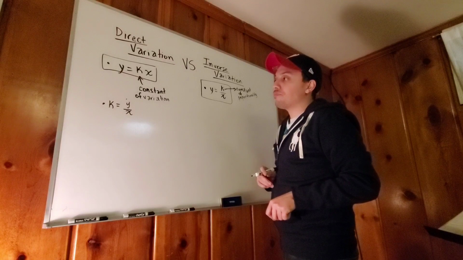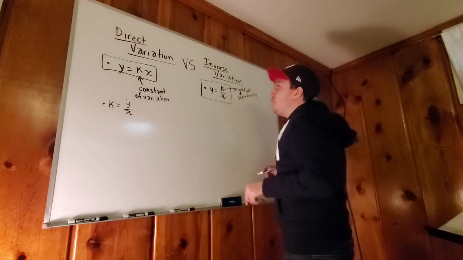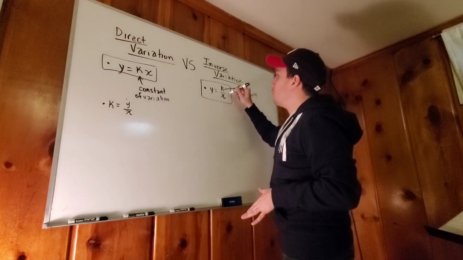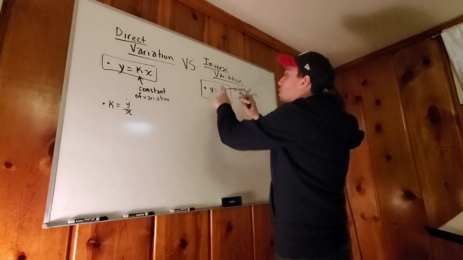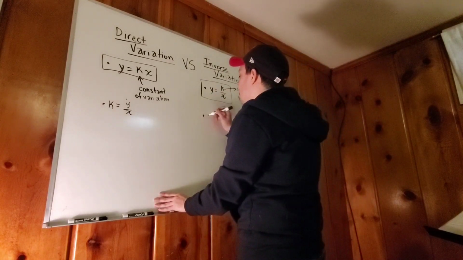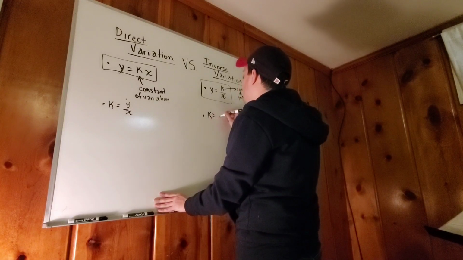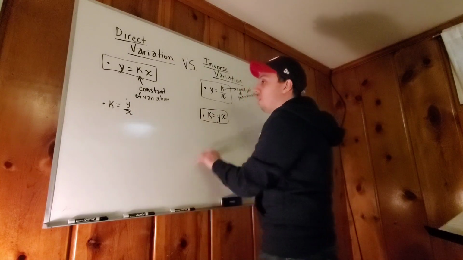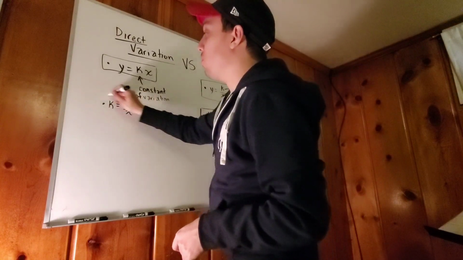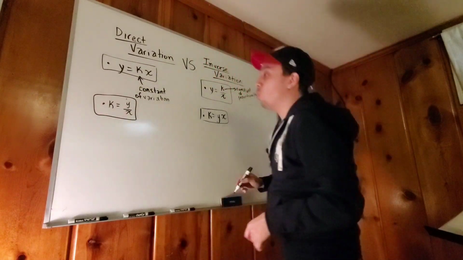All right. And how do we find k? Well, very easy. To be able to get k by itself, because x is dividing the k, we're going to multiply x on both sides. And so to find the k, we find that k is going to be y times x.